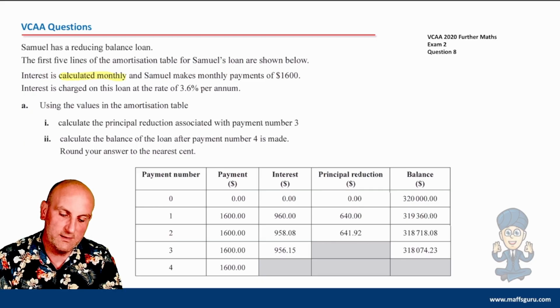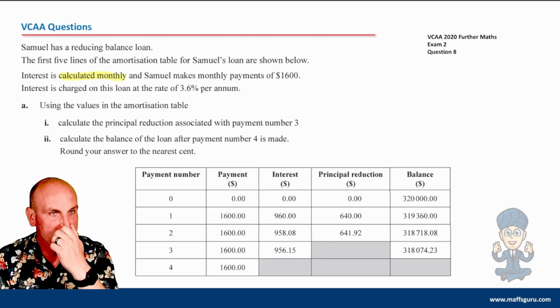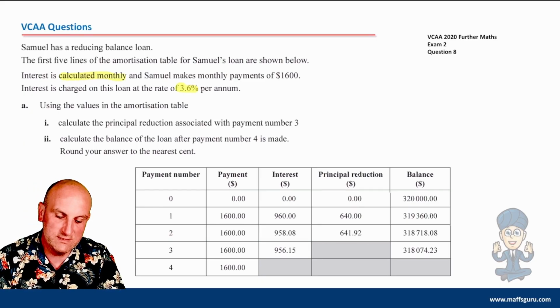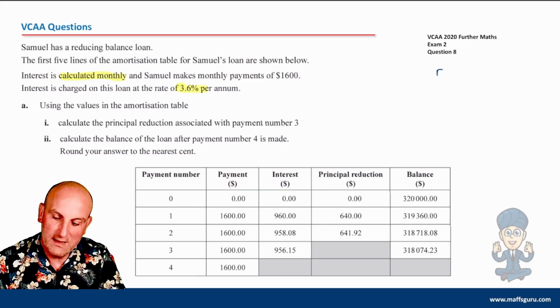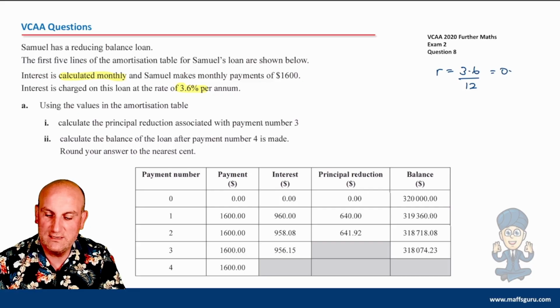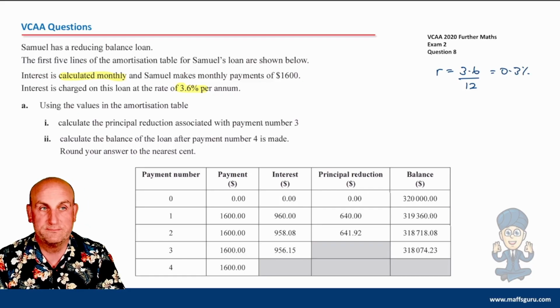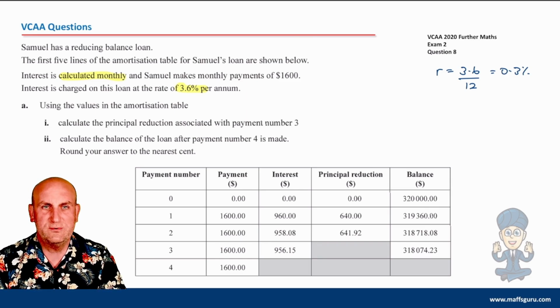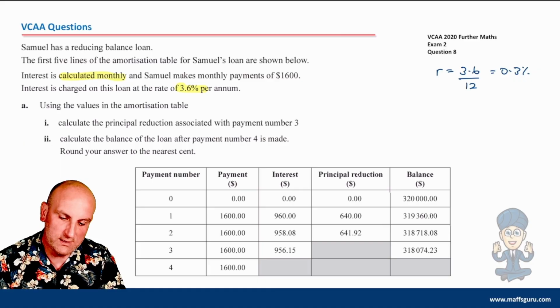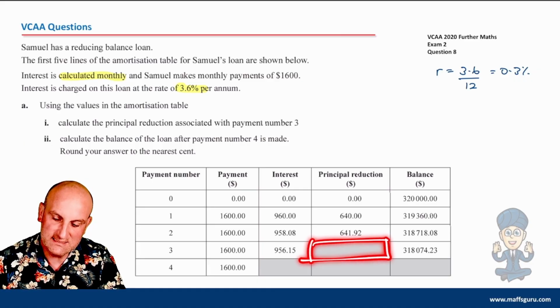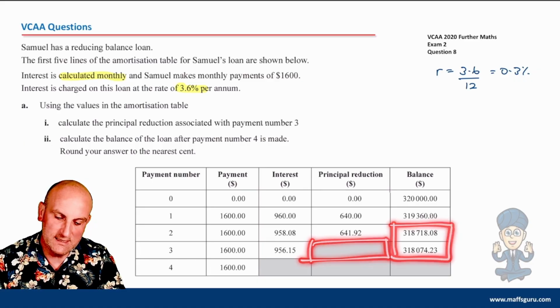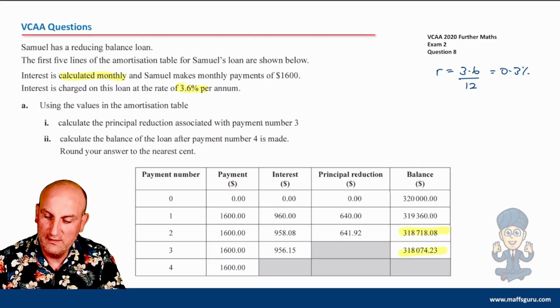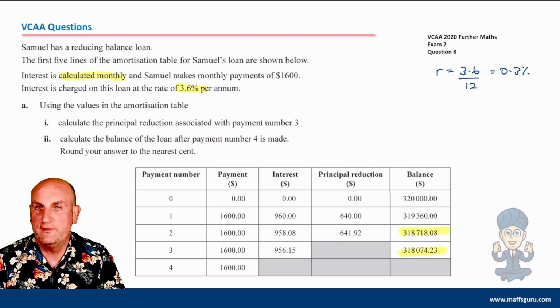So my mind now says that I'm going to have to do something with my annual interest rate. Interest is charged on the loan at a rate of 3.6% per annum. So my little value of R is going to be 3.6 divided by 12, which is going to be 0.3% per month. Okie dokie. Using the values in the amortization table, calculate the principal reduction associated with payment number 3. Again, if we're looking for the principal reduction, the easiest thing to do is take these 2 payments here and simply subtract them. That will give you the principal reduction for that particular section there.